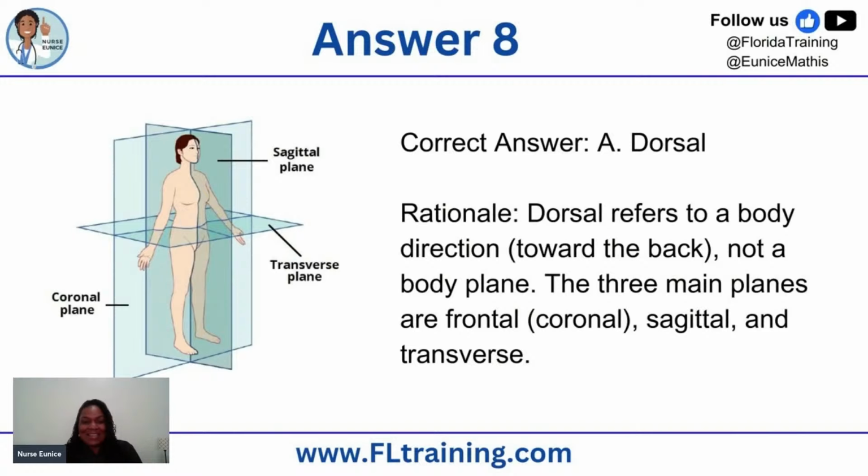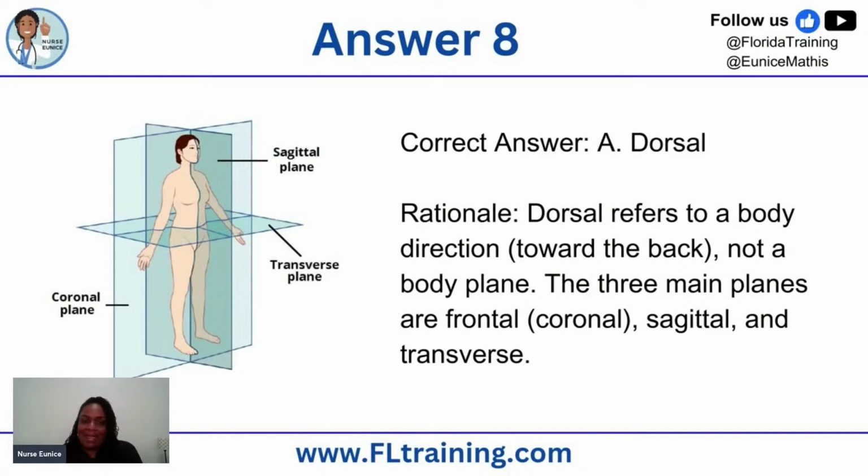Danita, so proud of you. So it's A, dorsal. Dorsal refers to a body direction towards the back, not a body plane. So teaching you something new. There are 3 main planes. So there's frontal, there's sagittal, and then there's transverse. And when we say frontal, we'll also say coronal. So write that down, and you can always come back and watch this video later.